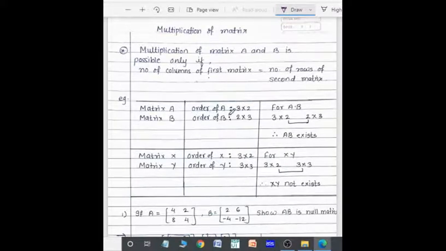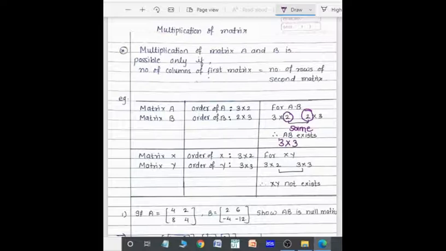मॅट्रिक्स B is given of order 2 by 3. आपण या पद्धतीने लिहूया. 3 by 2 चा एक मॅट्रिक्स आणि 2 by 3 चा दुसरा मॅट्रिक्स. तर ही व्हॅल्यू आणि ही व्हॅल्यू सेम आहे. म्हणजे column of first matrix is equals to row of second matrix. Therefore AB exists. आणि नवीन जो मॅट्रिक्स मिळेल त्याची ऑर्डर असेल 3 by 3.